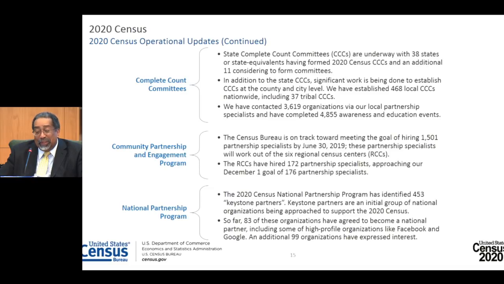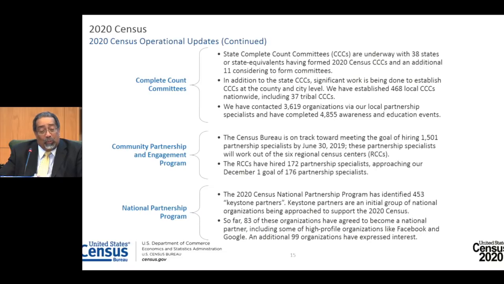3,619 organizations have been contacted via our local partnership specialists, and we have already completed 4,855 awareness and education events to make people in the local community aware that the census is coming. And they are partners in participation with us in completing an effective census. We're on track to meeting the goal of hiring 1,500 partnership specialists by June 30th, 2019.